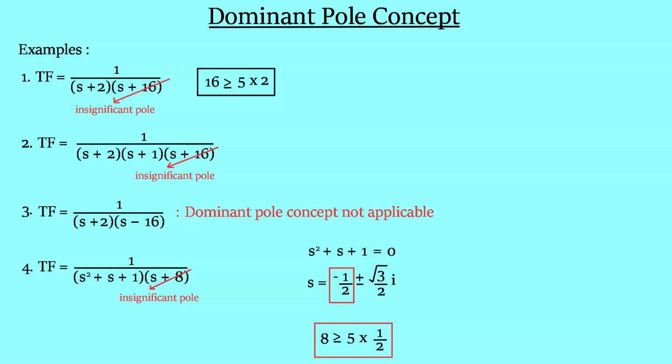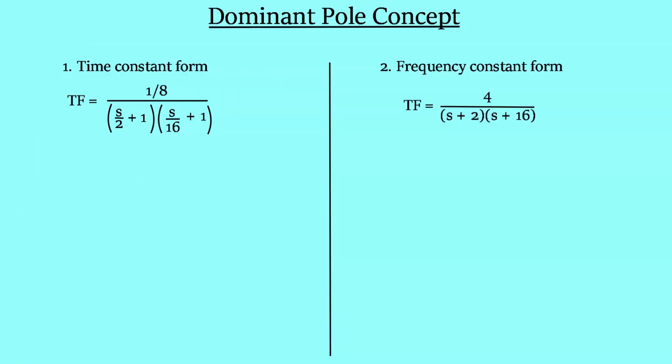But the question is, can you just remove the insignificant pole and the remaining transfer function will be the approximated transfer function? The answer of this question actually depends upon the representation form of the transfer function, and this is the place where students usually commit mistakes. Let's take an example and see how we are actually supposed to remove an insignificant pole from the transfer function.